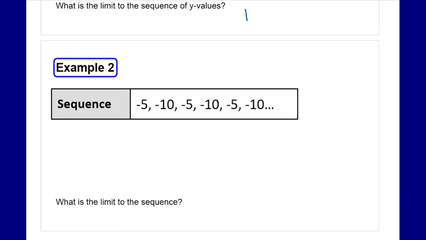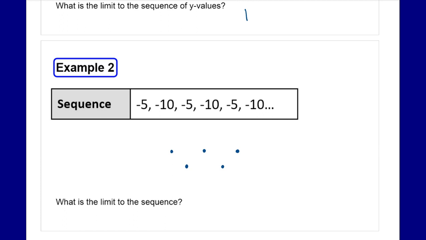Here, we're going to look at a sequence of numbers. So -5, -10, -5, -10, -5, -10. It might appear as dots, because it's only singular values. It's not lines. It's not all the values in between. So this sequence of numbers, what is the limit? What are these values approaching?